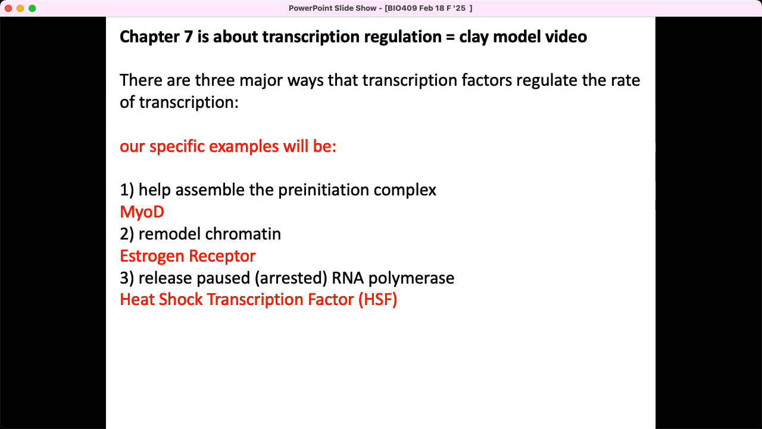Okay, so then we learned about the estrogen receptor, and then we learned about this heat shock transcription factor that provides a nice third example. And its example is to release this arrested polymerase. It's a really sweet example. All those, of course, I picked in context to be a memorable example. Heat shock transcription factor, there are orthologs of it in every eukaryotic cell on our planet.